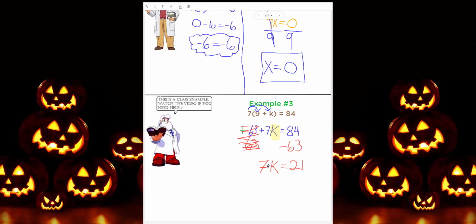The 7 and the k are right next to each other with no sign in between, which means they are being multiplied. So we need to do the opposite of multiplication to cancel out this 7, which means we are going to divide both sides by 7. The 7s cancel out, and that means that we end up with k equals 3. And we are done, because we now know the value of our variable.